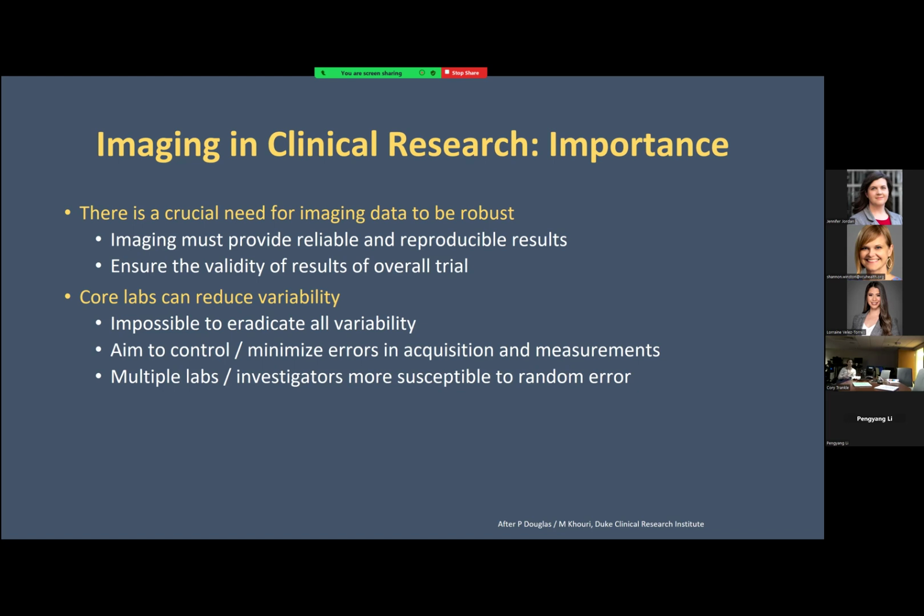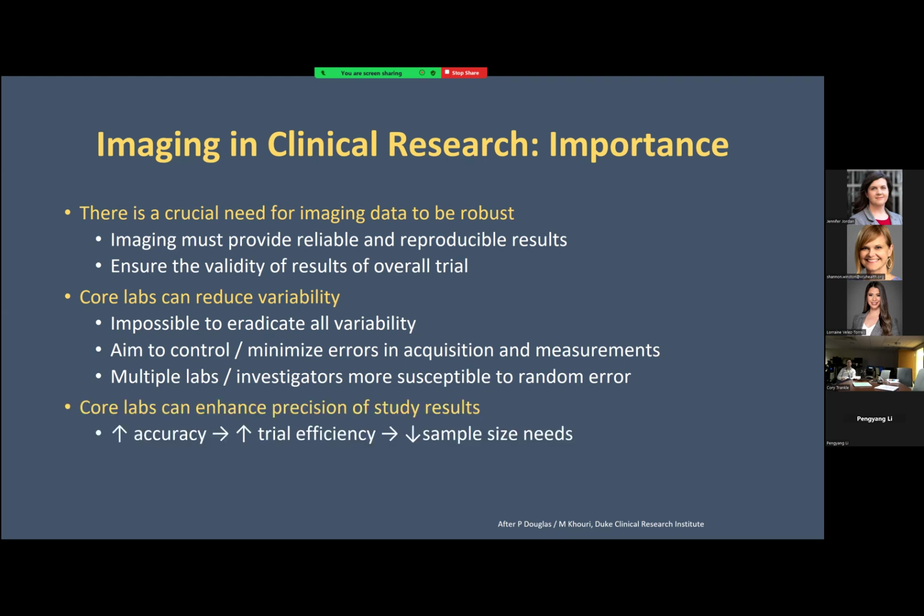When you have multiple labs and multiple people drawing contours, analyzing scans, you're more susceptible to random error and drifts in your measurement variability. So really what a core lab can do is enhance the precision of your study results through increasing the accuracy and trial efficiency while also reducing the sample size, and that's connected to the reduction of variability there. The improvements in accuracy can be so significant that they may alter a trial outcome.